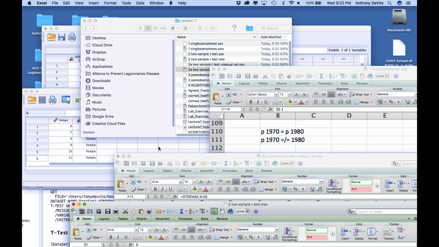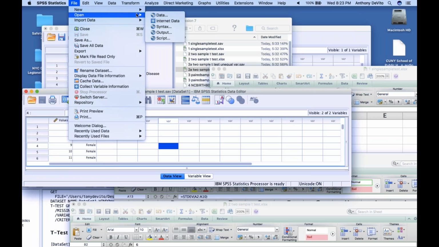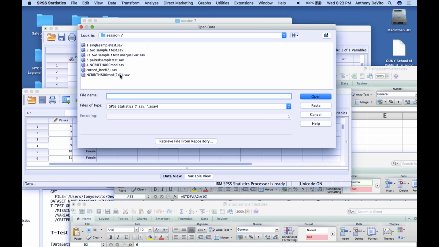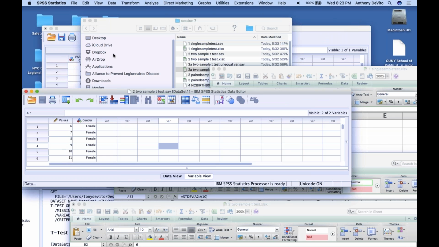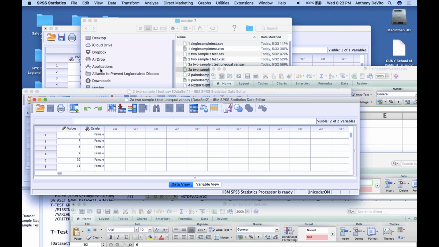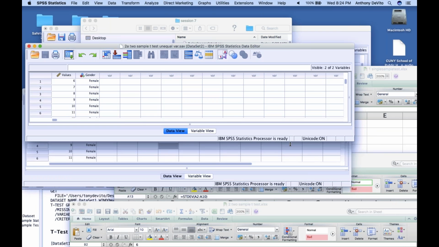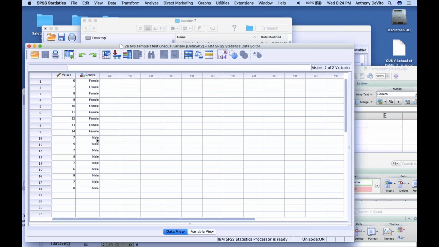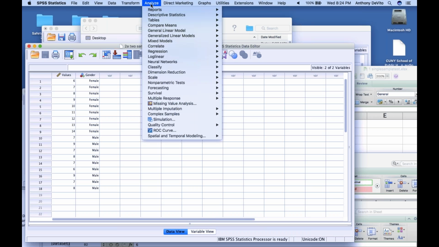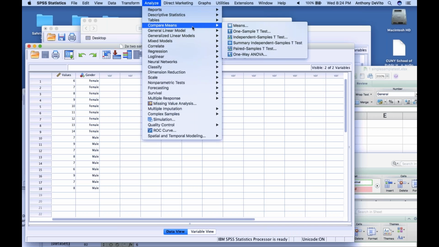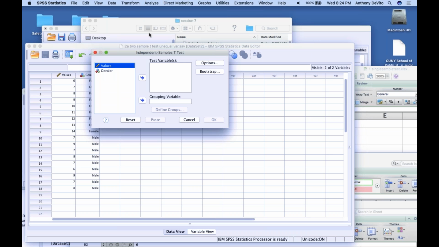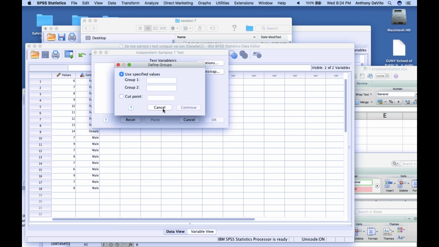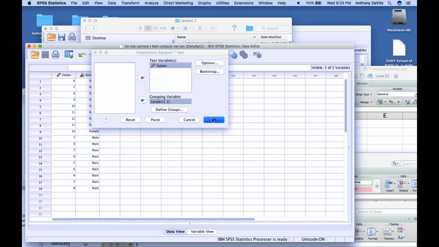Let me get SPSS up. I'm going to open a new file and import that, two-sample unequal variances. I kind of planted these data; you can obviously see I planted these data sets to be like this. Now I'm going to repeat my test with this new data. Analyze, descriptive statistics, compare means, independent samples t-test. I put the values into the test variable, gender into the grouping variable, define the groups again, 1 and 2, say OK, and ask it to calculate this for me.